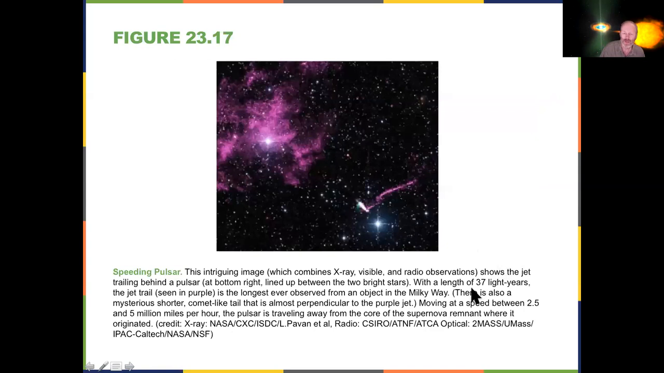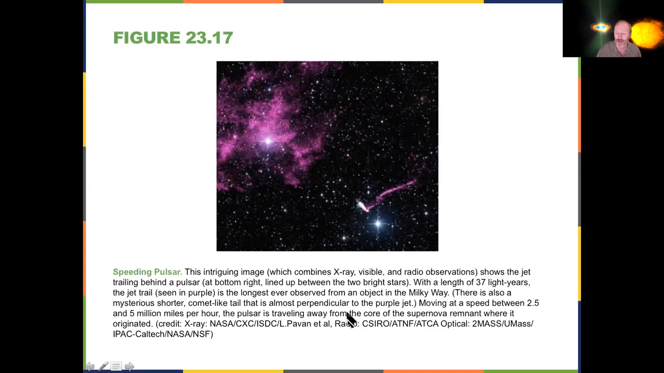One of the things that we see in this picture along the way is this interesting little thing down here at the bottom. This is 37 light years across. The nearest star to us is 4 light years away. Sirius, the brightest star, is 8 light years away. So this is a long jet trail that's happening.